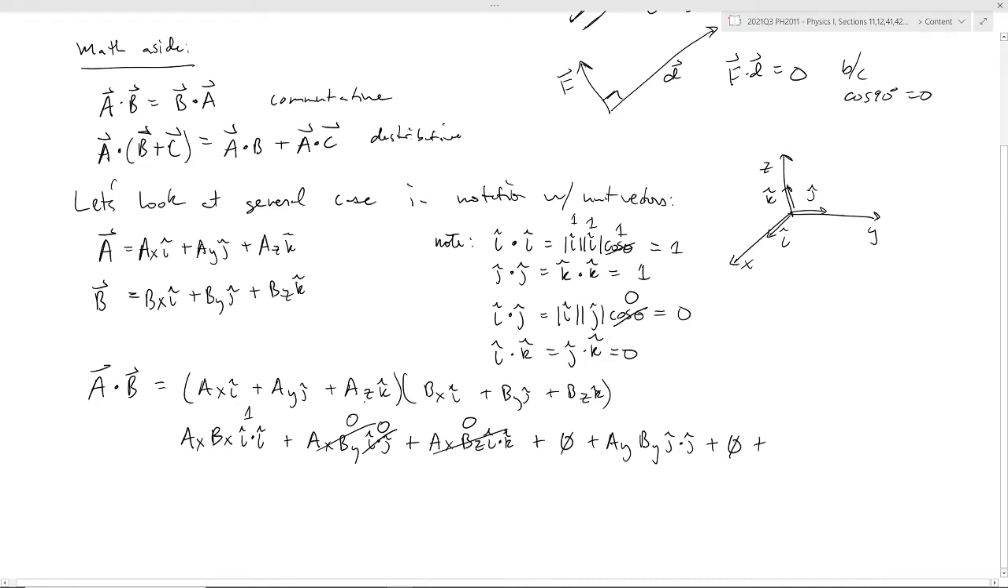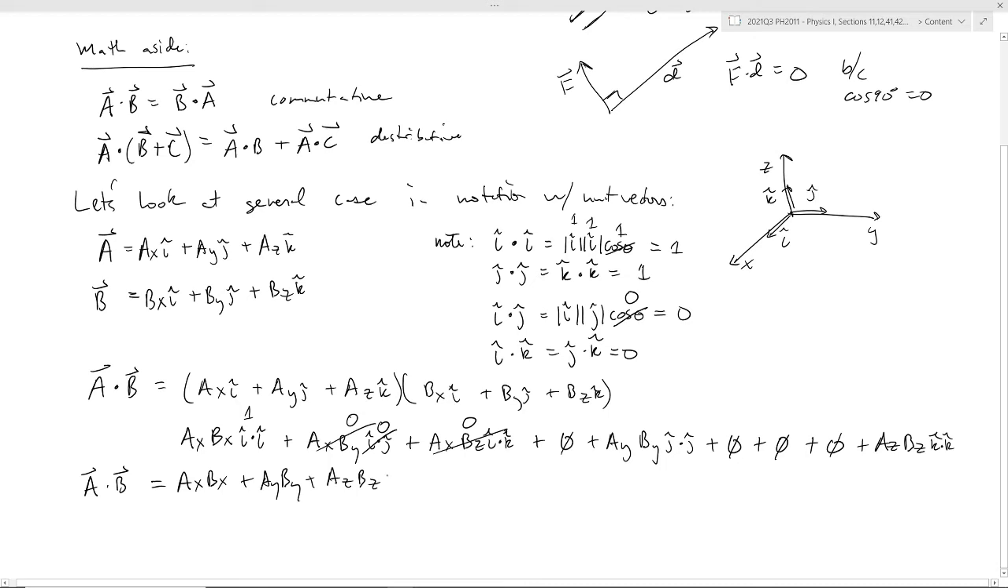And then we have AZ BX, that would give us 0, K hat dot I hat. AZ BY would also give us 0. They're perpendicular. And so the only other one that's going to survive is BZ. So apologies for going into gory detail with this, but I wanted to show you all the steps once. So look what has happened. If we consolidate, ditching everything that's 0, we're left with AX BX plus AY BY plus AZ BZ.